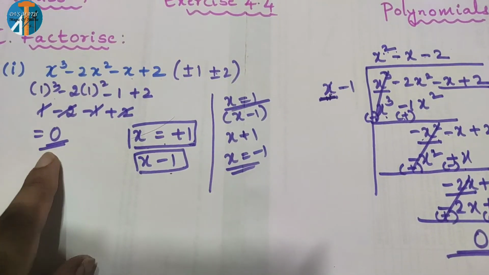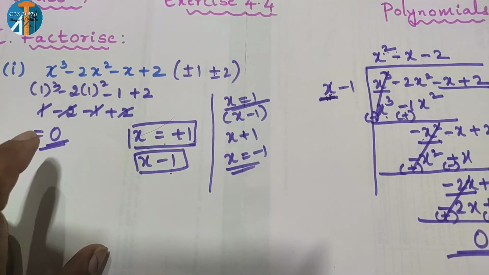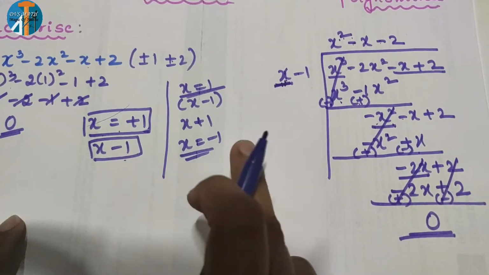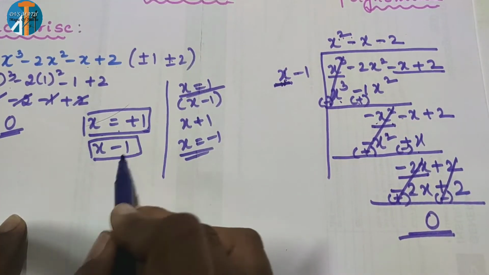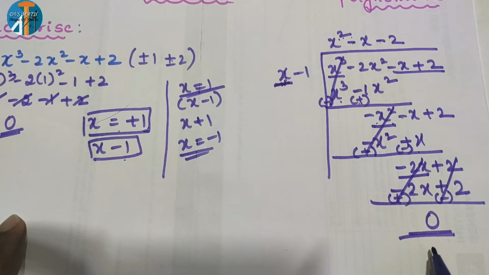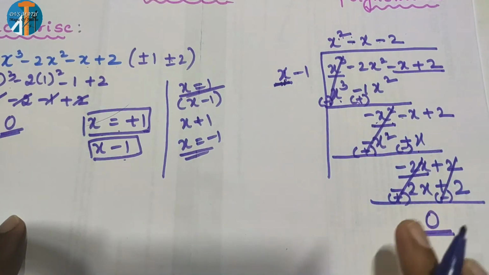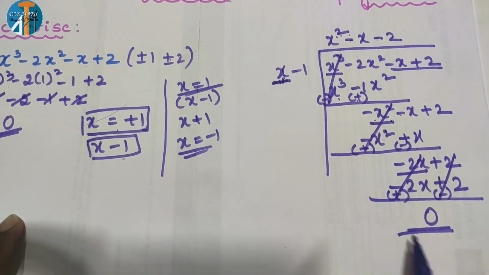See here also when we substitute 1 you got remainder 0. Here also we are dividing by the given factor, again we are getting the remainder 0. In this case, definitely if you do the division, the remainder should be 0. If it is not coming 0, then understand that you have made a mistake in the division.